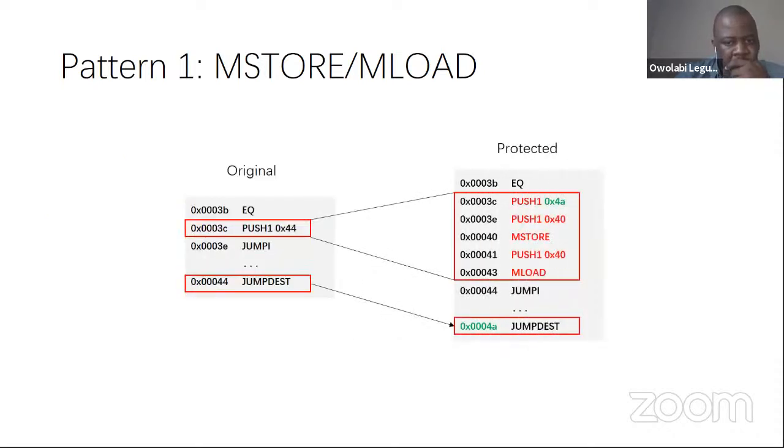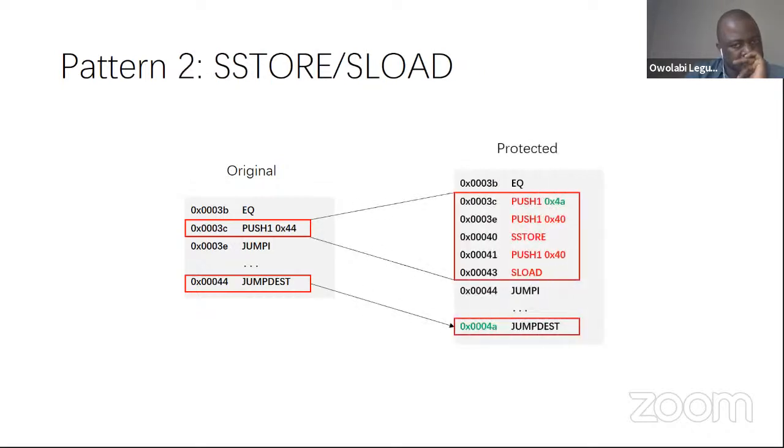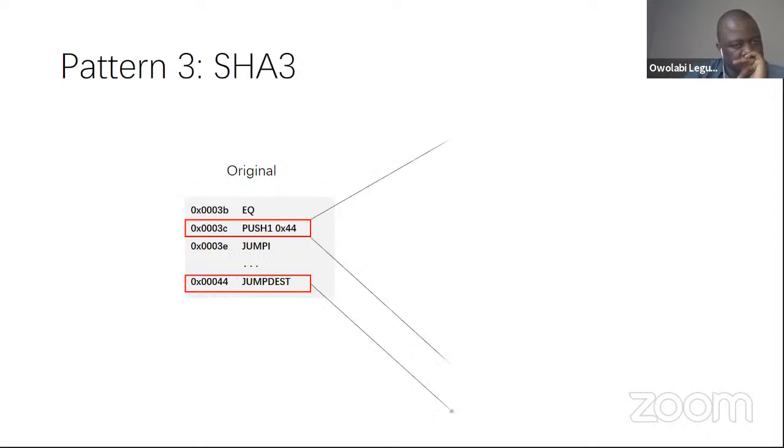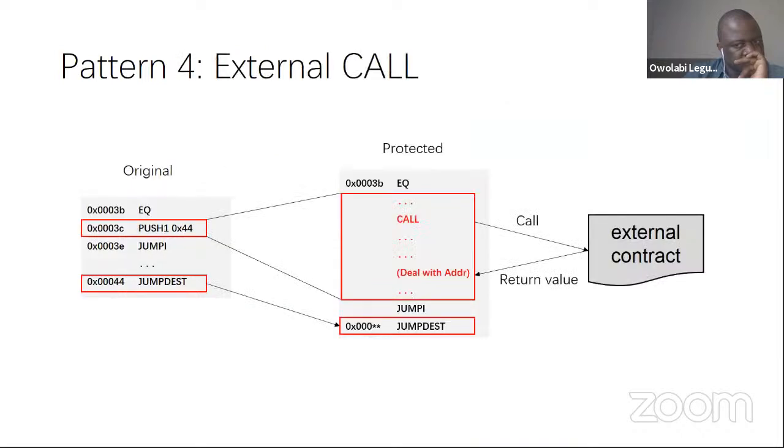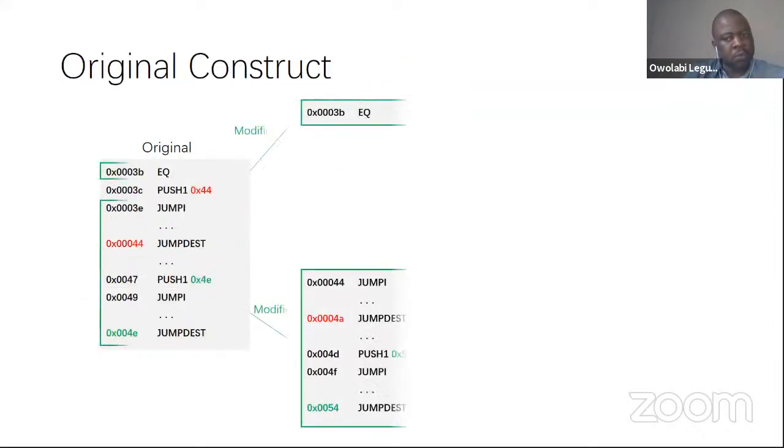In pattern 1, we use MSTORE and MLOAD to obfuscate the jump address. The other patterns' main idea is the same. The main difference is the way they deal with the jump address. In pattern 2, we use SSTORE and SLOAD. In pattern 3, we use SHA-3 to generate two identical hash values and divide them to get 1. Then we multiply the address and 1 to get the jump address. In pattern 4, we call an external contract and use the return value to produce the jump address.